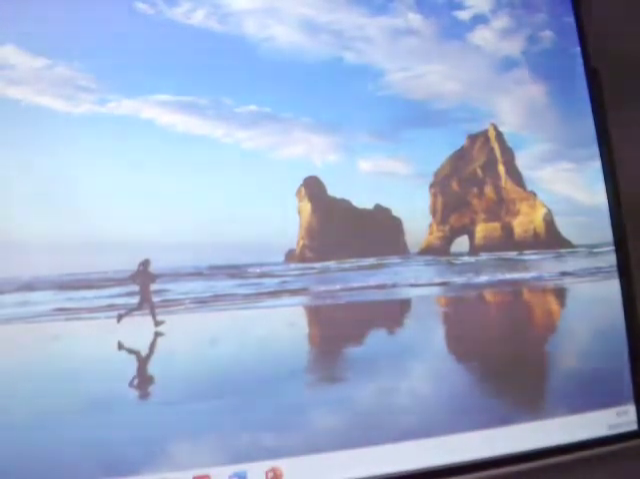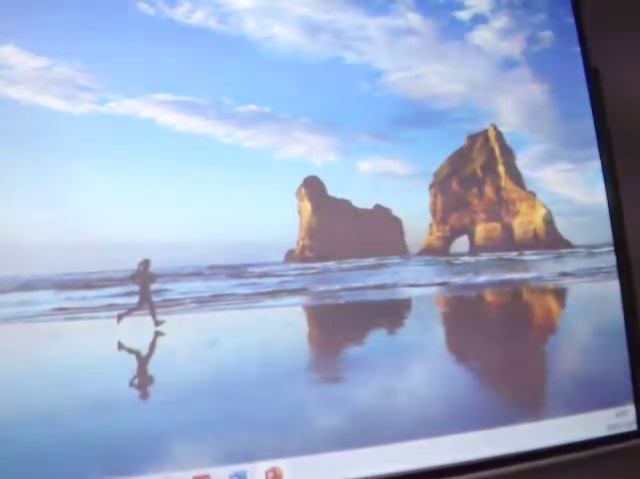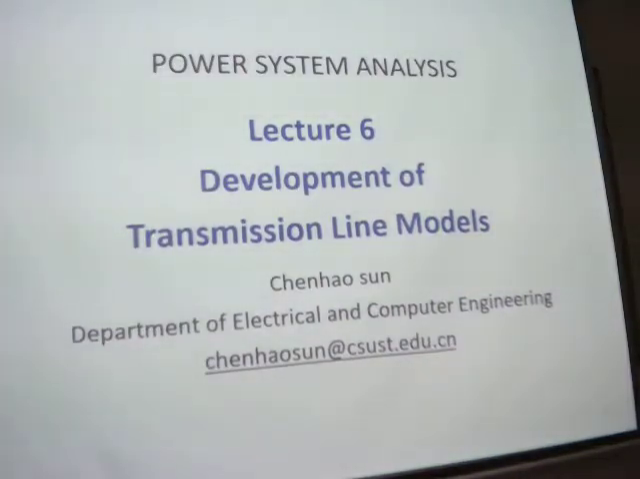Okay, so we'll get started on another lecture. We have maybe one or two more lectures about these transmission lines, and then we're going to the system matrix and the power flow, okay?